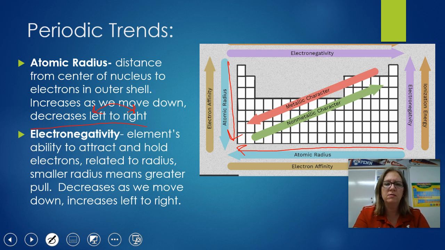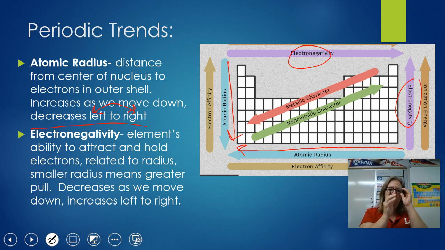Anyway, the other one that the book talks about is electronegativity. And that electronegativity, you can see that here and here, is the element's ability to hang on to its electrons. And it is related to the radius. So the smaller radius means those electrons are closer to the center, which means it can hang on to them easier. So the smaller the radius, the greater the electronegativity, and then vice versa. So we see that kind of moving in an opposite direction of that atomic radius.